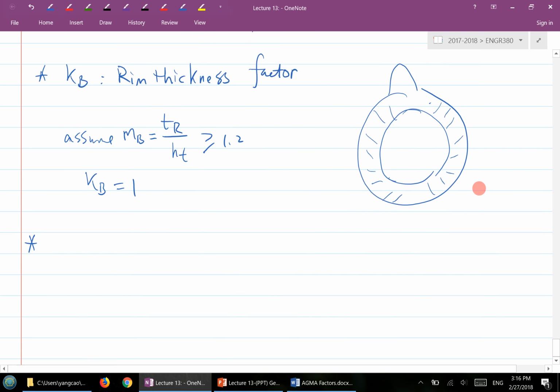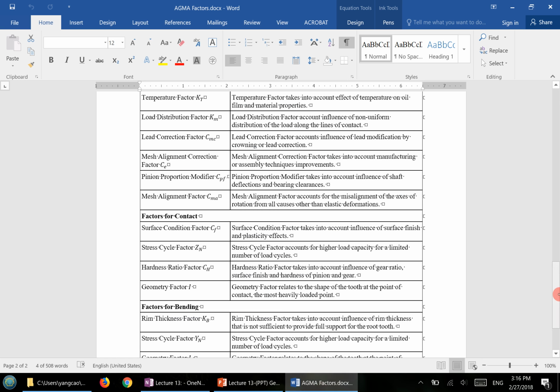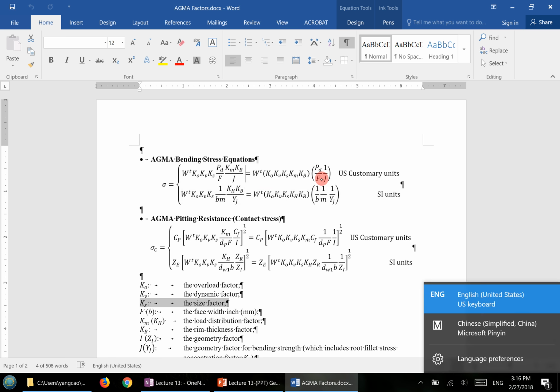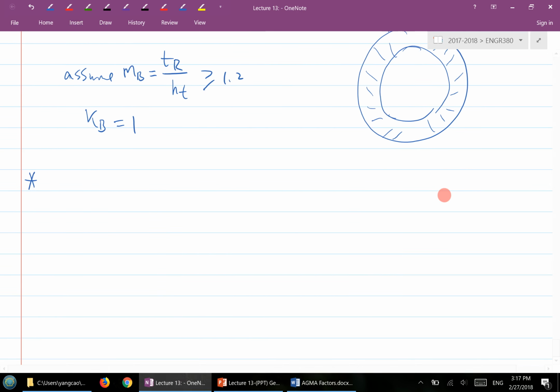Okay, coming back to this equation here, we have already solved Ko, Kv, Ks, Km, Kb. We have solved for Kwt. We got the PD, we got the face width. The only factor left now is J, right? So let's talk about the J here. This one is called the geometry factor for bending, because this is the symbol inside the bending formula here.